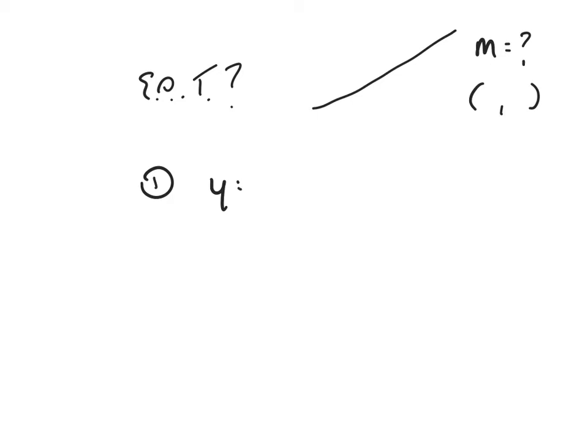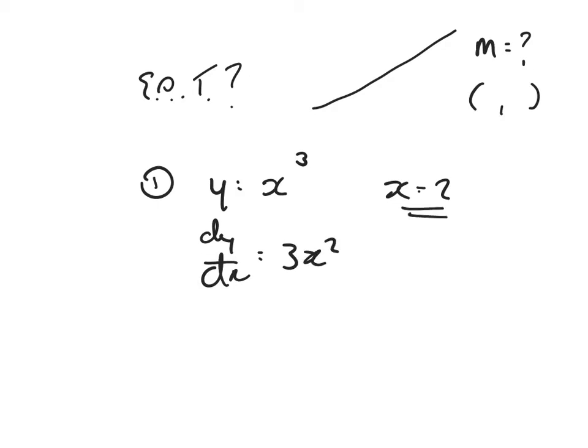Find the equation of the tangent to the curve y equals x cubed, where x is equal to 2. So to find the equation of the tangent, we need point and gradient. So let's first of all get the gradient. So we'll differentiate, that's 3x squared. We're looking for the gradient when x equals 2. So that's 3 lots of 2 squared. 2 squared is 4 times 3 is 12, so the gradient is equal to 12.